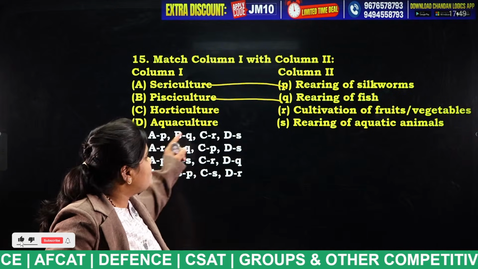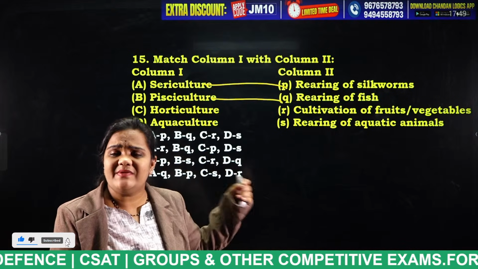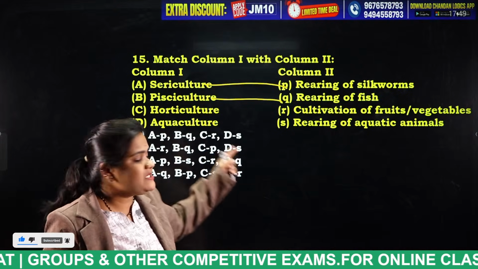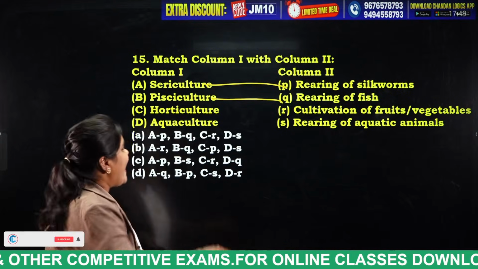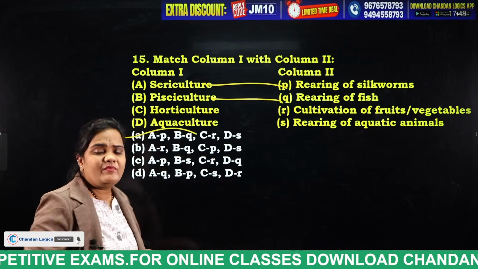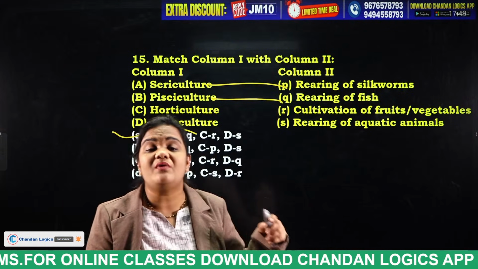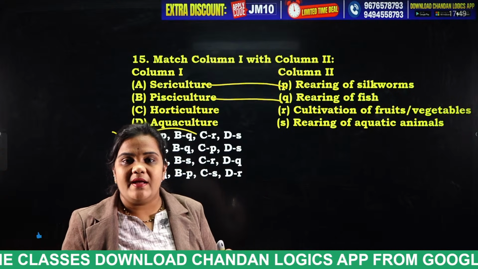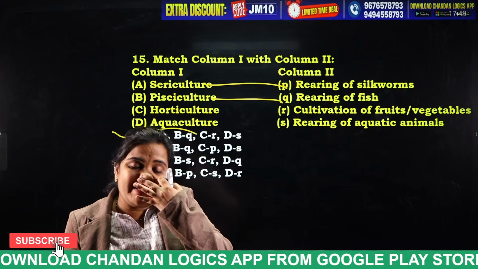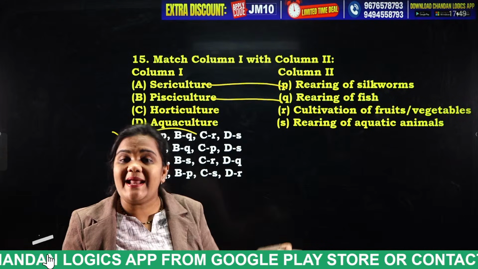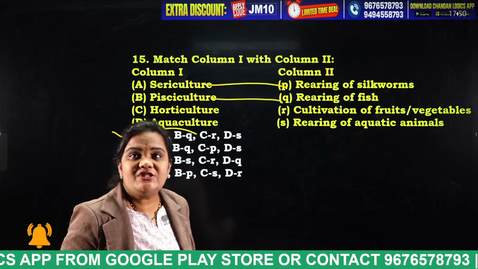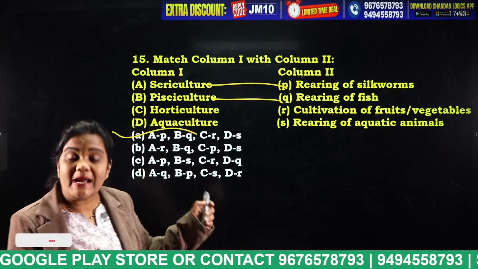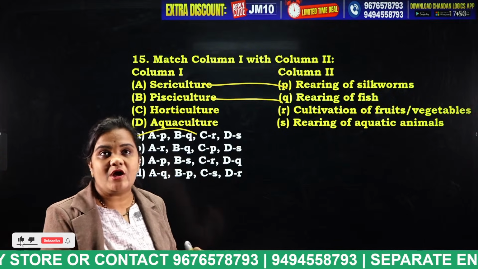So, horticulture is nothing but cultivation of fruits and vegetables. Aquaculture is nothing but rearing of aquatic animals. Aquatic animals are the animals which live in water. Amphibians are the animals which live both on land as well as in water. Terrestrial animals are the animals which live only on land. Remember, very important terminology.